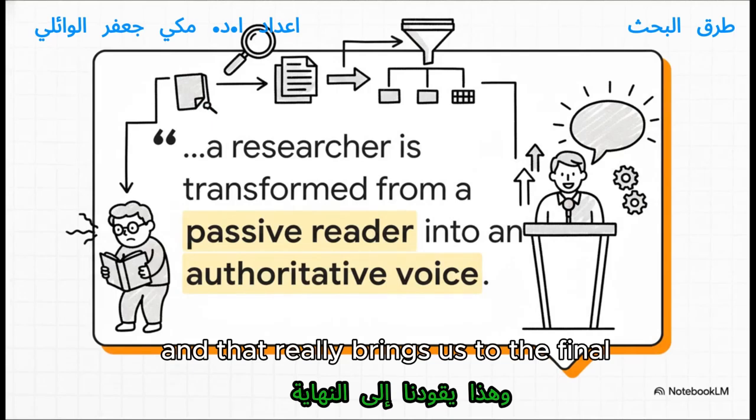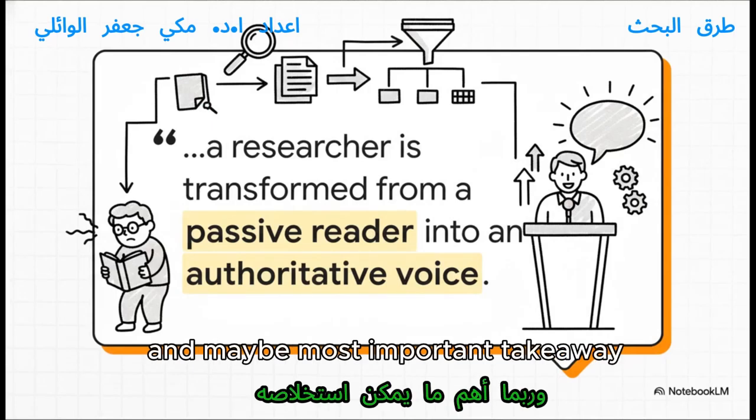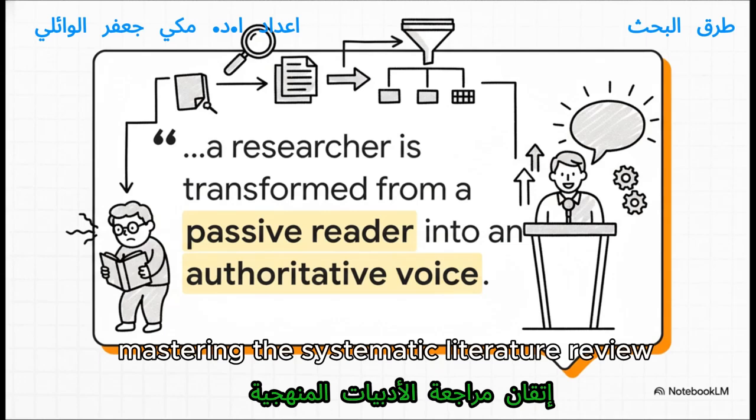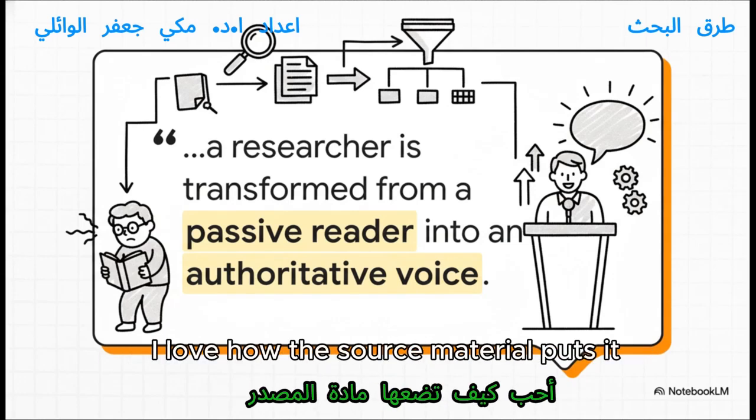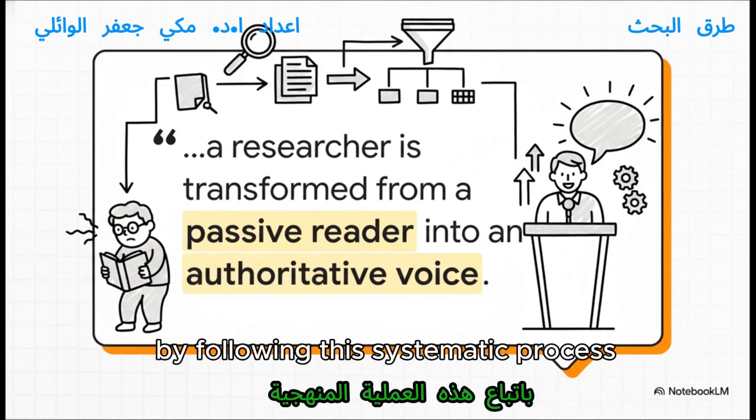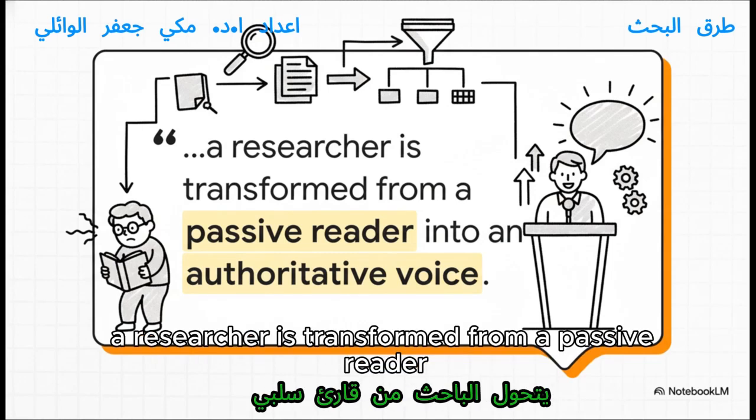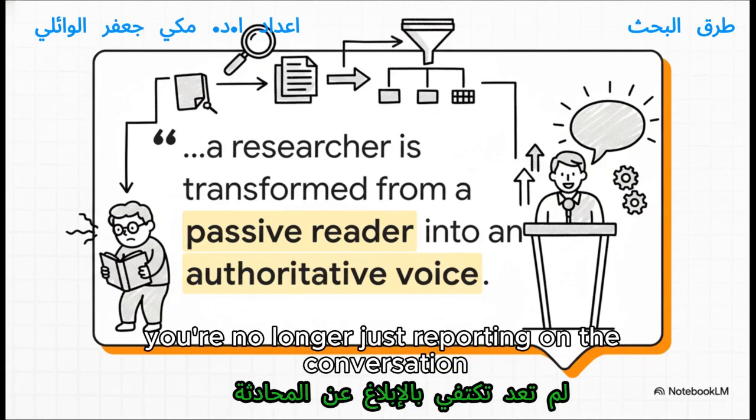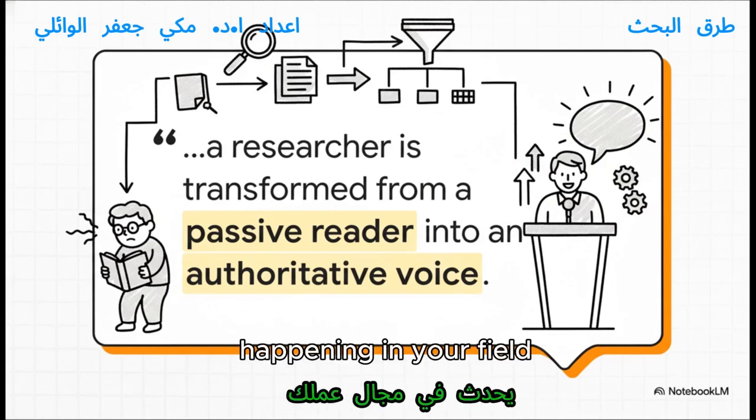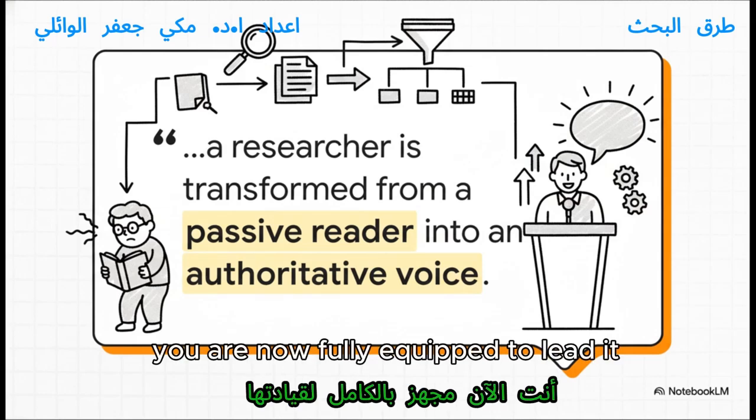And that really brings us to the final and maybe most important takeaway. Mastering the systematic literature review, it does so much more than just help you write a good paper. I love how the source material puts it. By following this systematic process, a researcher is transformed from a passive reader into an authoritative voice. Think about that. You're no longer just reporting on the conversation happening in your field, you are now fully equipped to lead it.